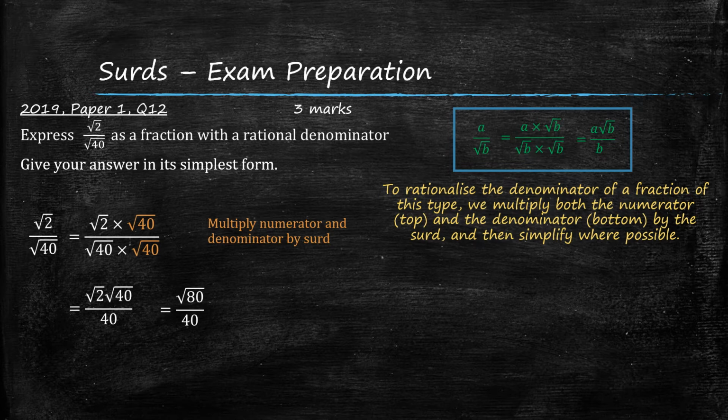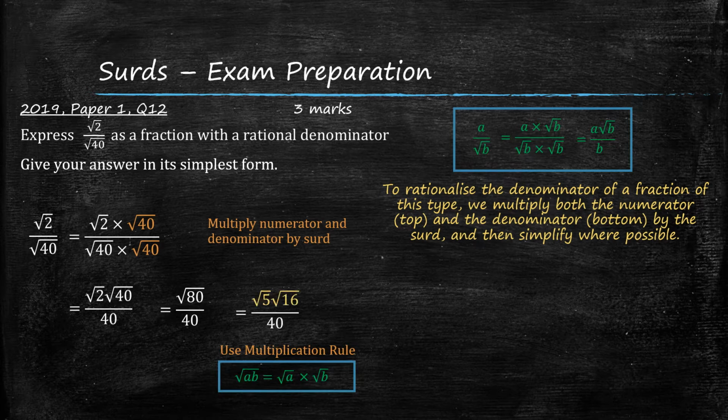Now we want to look for factors that are square numbers. Well, 80 is equal to 16 times 5. So we can use the surds multiplication rule. Let's split this out into root 5 times root 16 all over 40. Root 16 we know is 4. So this gives us root 5 times 4 over 40, or 4 root 5 over 40. We can then divide top and bottom by 4, and this gives us root 5 over 10, which is our answer. So the most common surds questions you'll see in exams are rationalizing the denominator questions, because they normally involve an element of simplification where you'll bring in the multiplication rule or the division rule or the addition and subtraction rule.